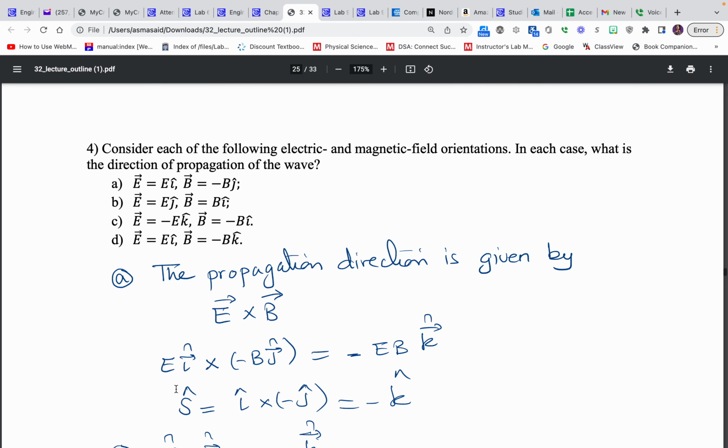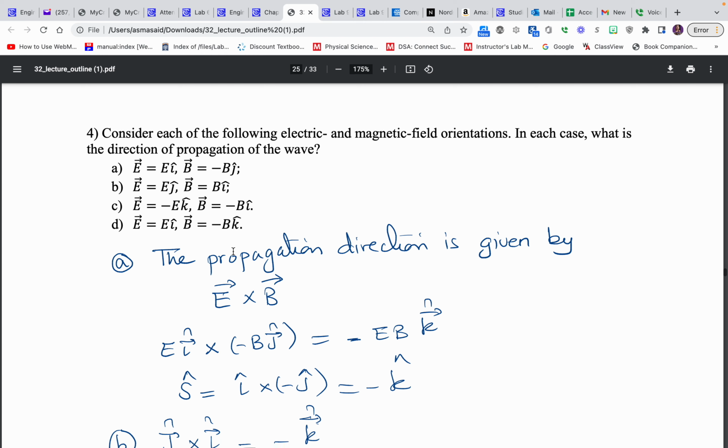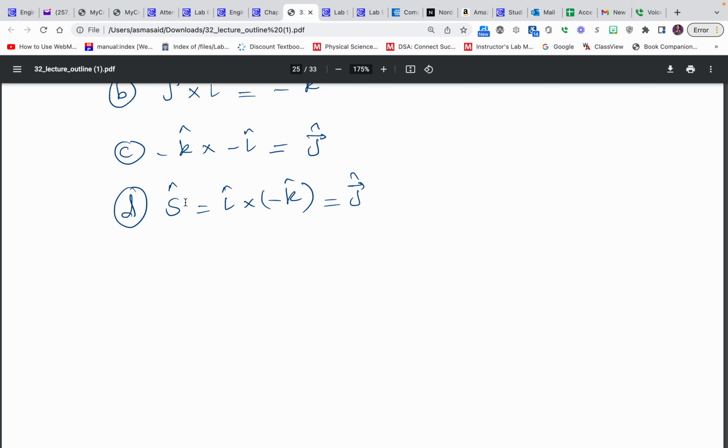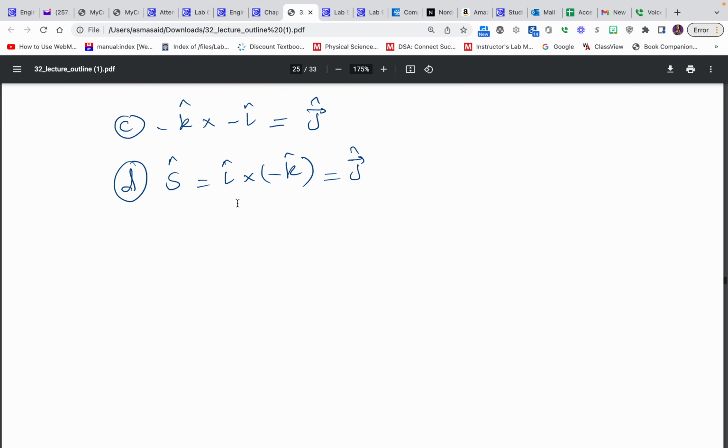The last one is for E, it is i, and for B, it is negative k. Therefore, when you cross multiply i times k, it gives you a negative j, and we have a negative, so then it is going to be a plus j. This is because going from i to k we are going anticlockwise, so this is the way it should be.